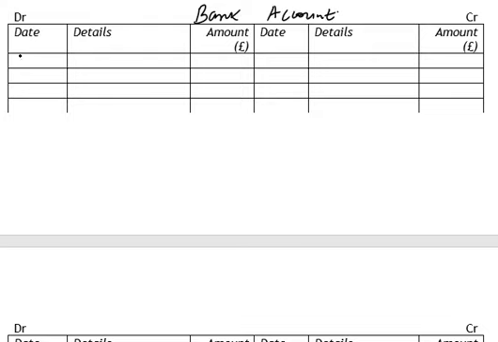Bank account. This is on 2nd August. Cash of 7,400. So those are the two entries for that transaction.